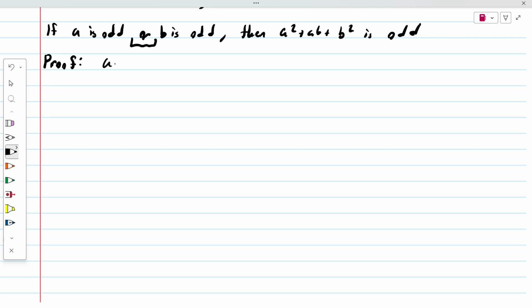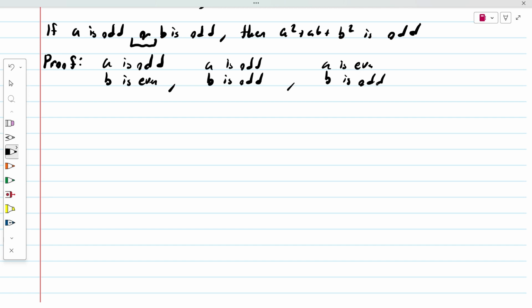We could have a is odd and b is even. We could have a is odd and b is odd. Or we could have a is even and b is odd. Okay, so these are the three cases, and we actually have to prove all three of these cases to prove this conditional. I'll write this in a bit more shorthand because it's going to be a little bit repetitive, but if we know all these cases are true, then we'll know that the statement is true. And we have to prove that this is odd in all of these situations.